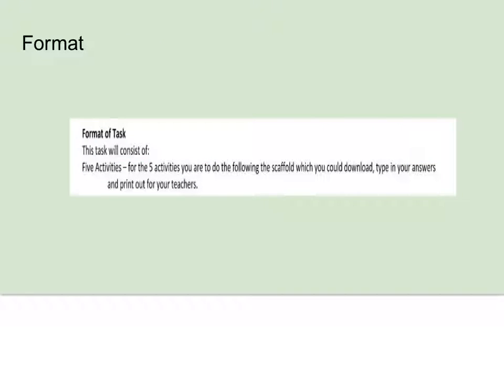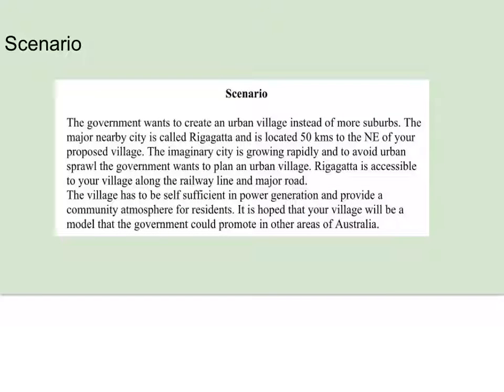Before we get to the scenario, we can see that there are 5 activities, which I'll explain in a second. The scenario sets up what you have to do in this assignment. So the government wants you to create an urban village because the government doesn't want any more urban sprawl. Urban sprawl is created when there is suburb after suburb after suburb. So we want to have an urban village instead.